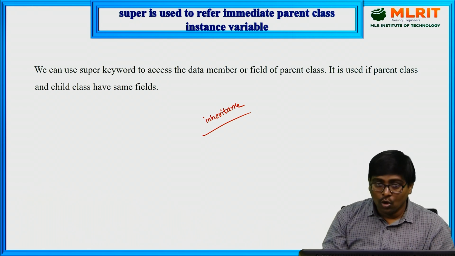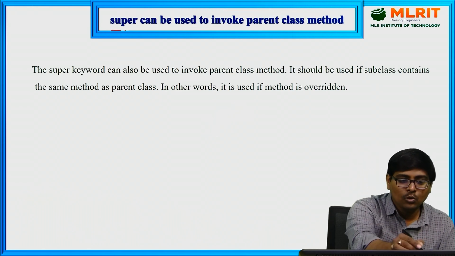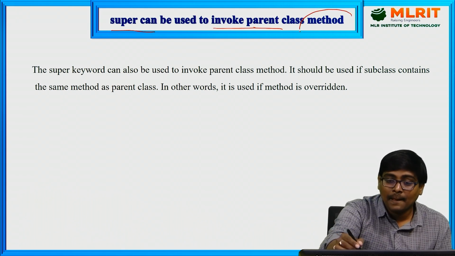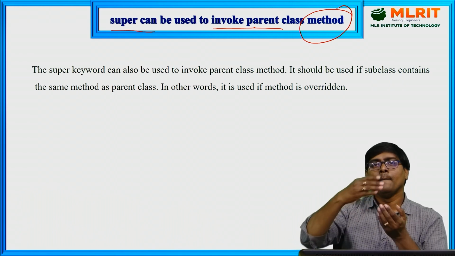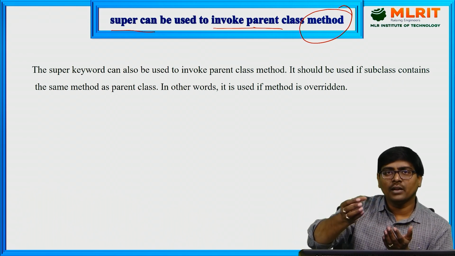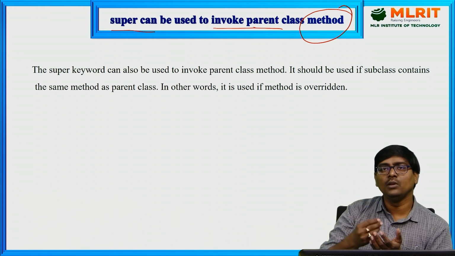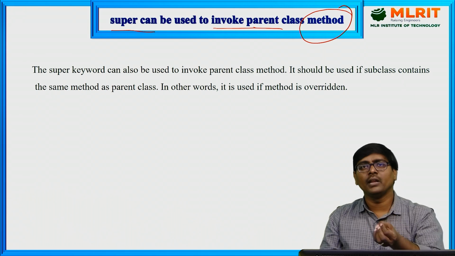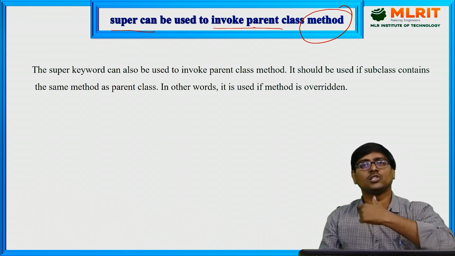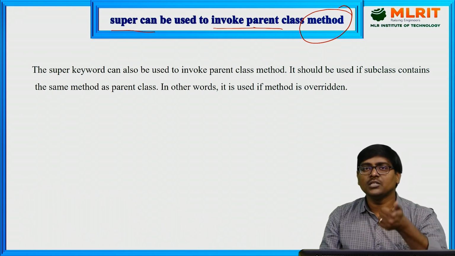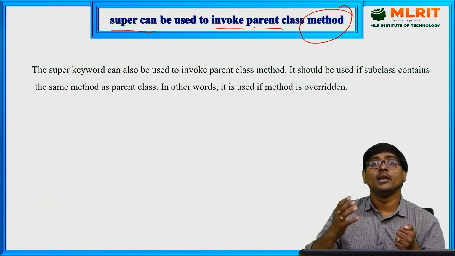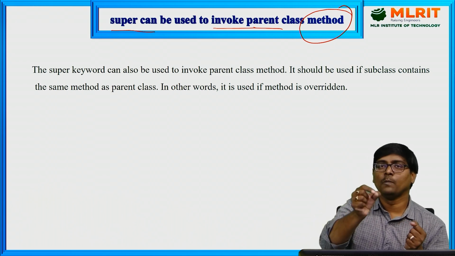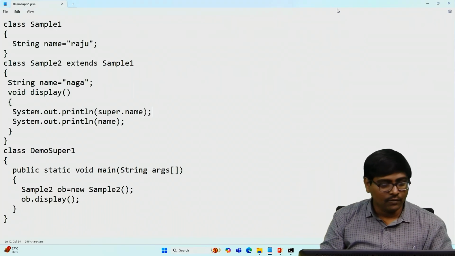Clear? Now, move to the second one. Super is used to invoke or refer to the parent class method. Again the same thing: because of inheritance, the parent method is available in the child class. But suppose the method is overridden, meaning the same method signature but I changed the body. By default, which one is executed? The child class method is executed. Suppose you want to access the parent class method also, then use super dot the parent method. Now I will show it with an example.